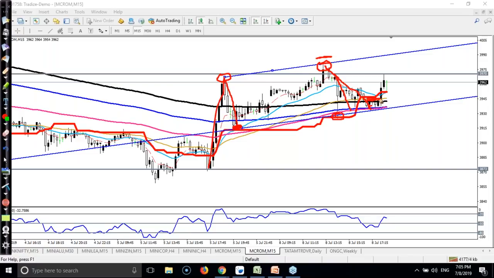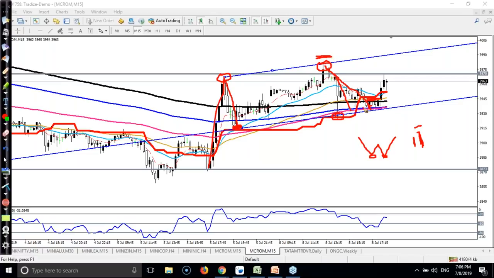I placed a buy order here because in the 4 hour chart we have seen they are forming a double bottom, right? This is a double bottom, and on the daily they are forming an engulfing pattern. This is a bearish candle and this is a bullish candle. So one buy order I placed here above, but the buy order was not executed, and again price fell down.